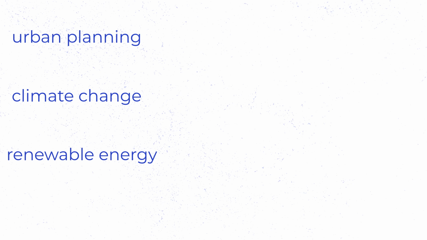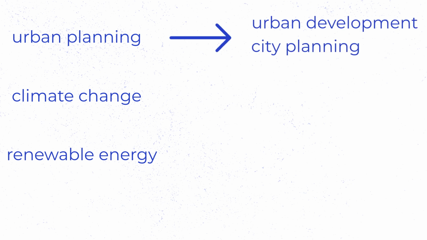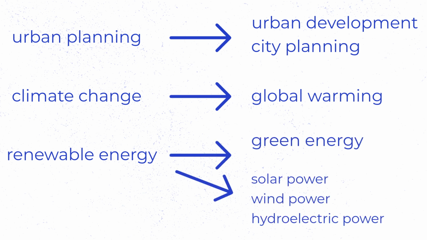So for our example, synonyms for urban planning would include urban development or city planning. A synonym for climate change would be global warming, and synonyms for renewable energy would be green energy, or narrower, more specific terms like solar power, wind power, or hydroelectric power.